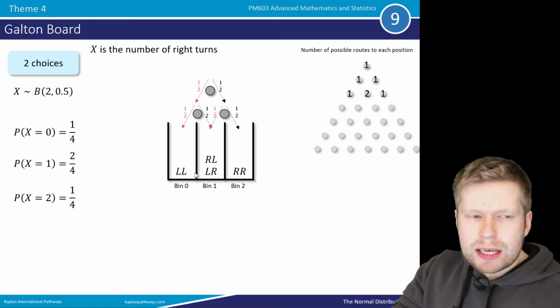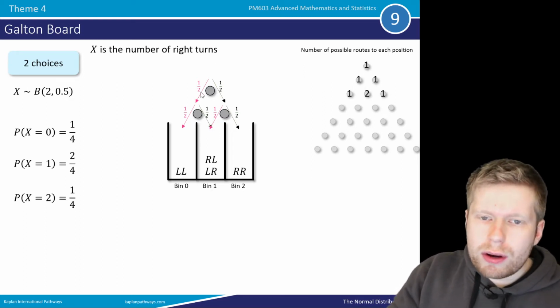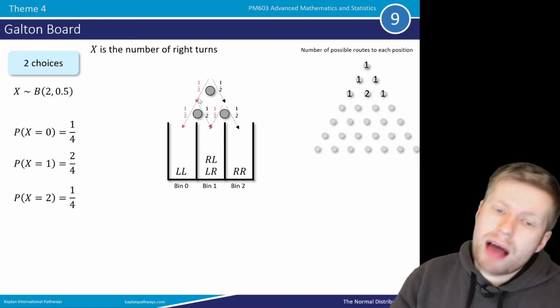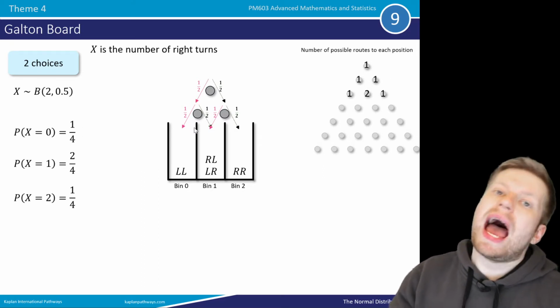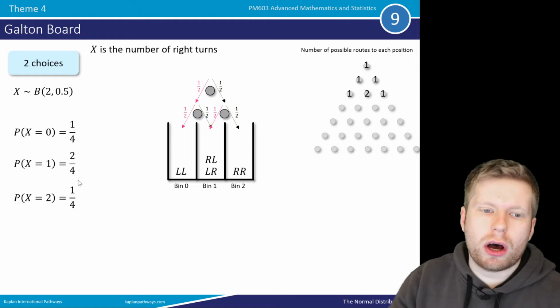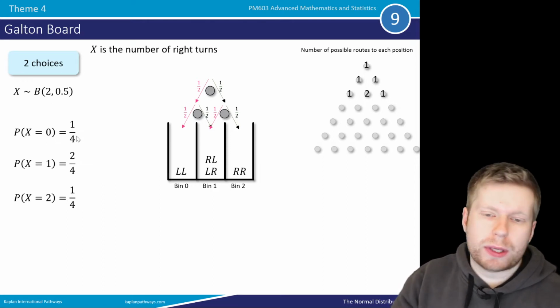Okay, so what's the probability of ending up in that bin? Well, look, if you go left, there's a 1/2 chance of going left, and then you go left again, so there's another 1/2 chance of doing that. So it's a 1/2 and then another 1/2. So it's a 1/2 times a 1/2, which is 1/4, okay?